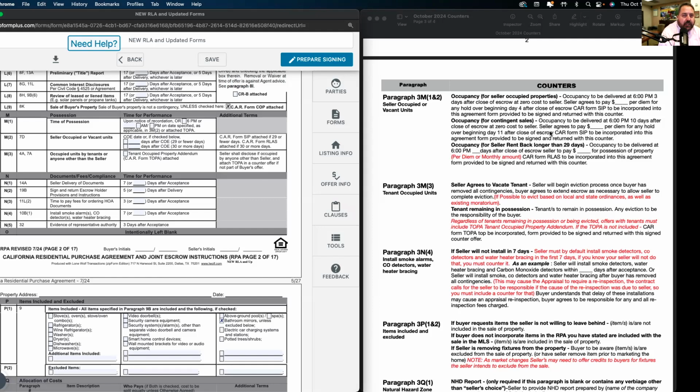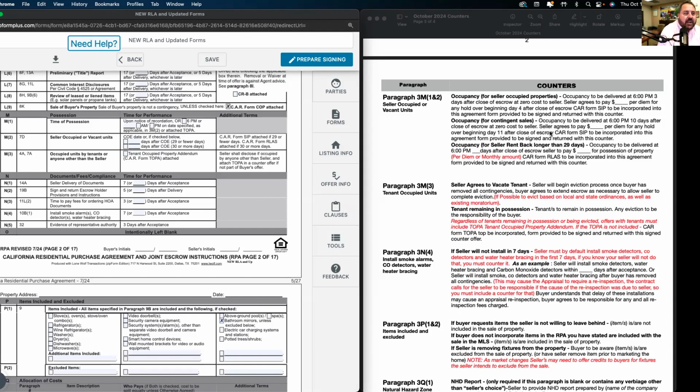CAR form SIP to be incorporated in this agreement. Form provided to be signed and returned with the counter. Straightforward. Now, this one, if the rent back is longer than 29 days, right? 29 days is for the SIP. If we know we have to stay longer, and we've had a lot of these conversations where people need to take 30, 45, 60 days, then this would be your counter for your seller.